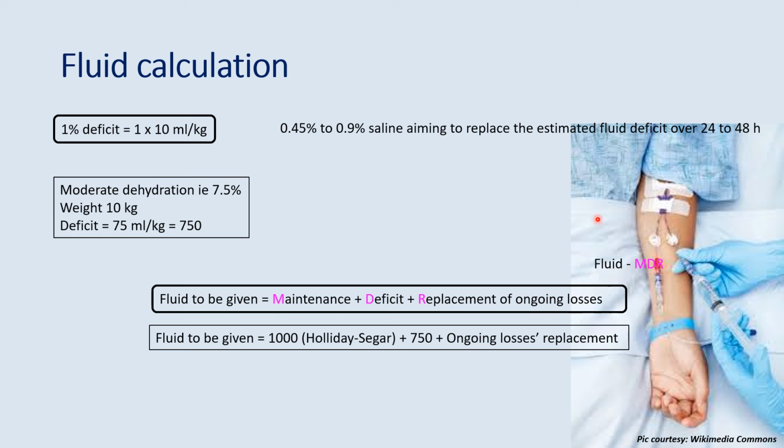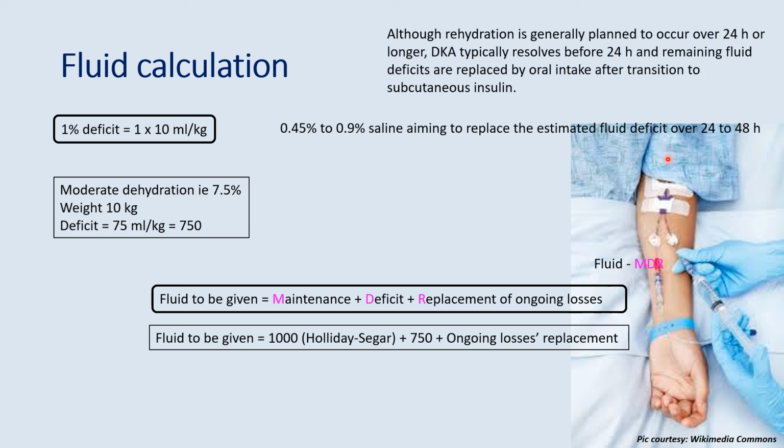The type of fluid which needs to be given is 0.45 to 0.9% saline, aiming to replace the estimated fluid deficit over 24 to 48 hours. Decisions regarding the use of isotonic versus hypotonic solution for deficit replacement should depend on the clinician's judgment based on the child's hydration status, serum sodium concentration, and osmolality. Although rehydration generally is planned to occur over 24 hours or longer, DKA typically resolves before 24 hours, and so the remaining fluid deficits need to be replaced by oral intake after transition to subcutaneous insulin.